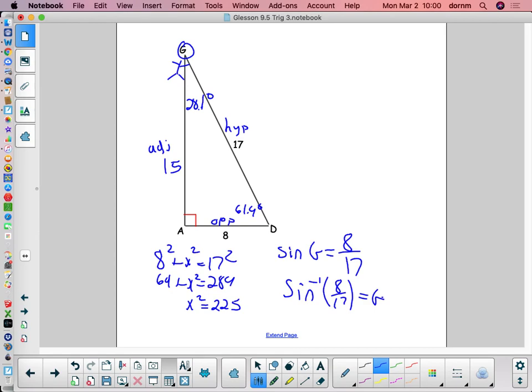Up to now, you've never known how to find unknown angles in a right triangle. This is a new tool for you. Finding the third side has not been a big deal. We've had Pythagorean theorem for a long time. But now we can solve for unknown angles in right triangles, which is very, very powerful indeed.